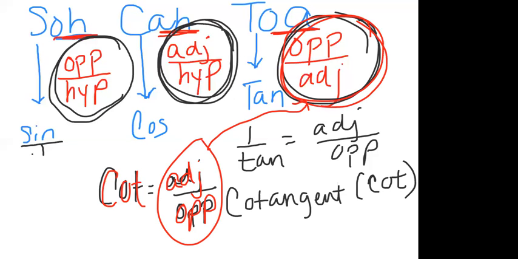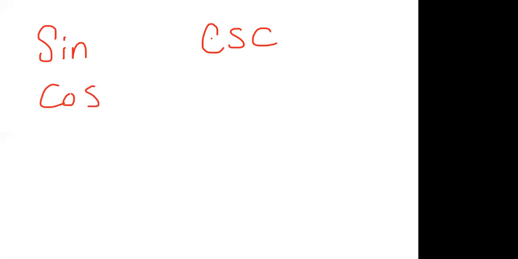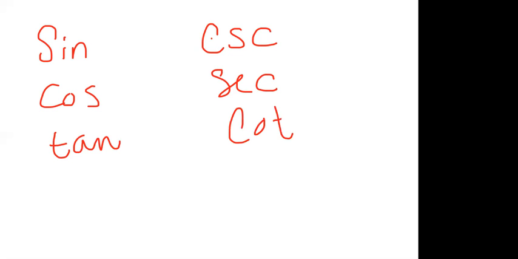So guys, let me go ahead and recap all of this now that we're done. The 6 trig functions are sine, whose inverse is cosecant, CSC. Cosine is the next one, and its inverse is secant. Tangent is the third one, and its inverse is cotangent. So there are your 6 trig functions, guys. Any questions? All right, so now I am going to clear this out.